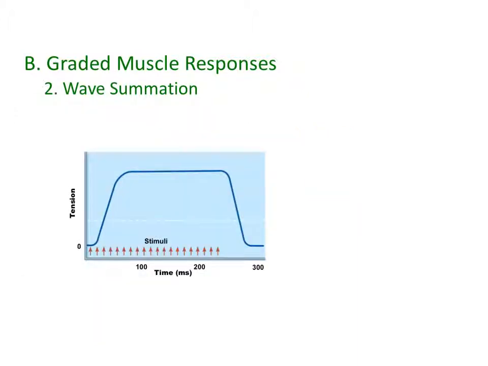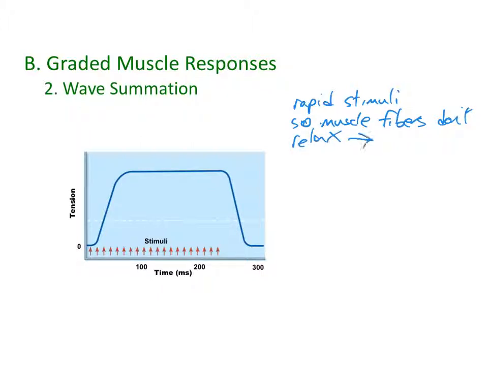So if the stimulus frequency is increased even further, the stimulus is coming so fast, there's absolutely no time for relaxation. Muscle tension will max out. So rapid stimuli, so muscle fibers don't relax. So then that's going to give us the maximum tension that muscle can generate.